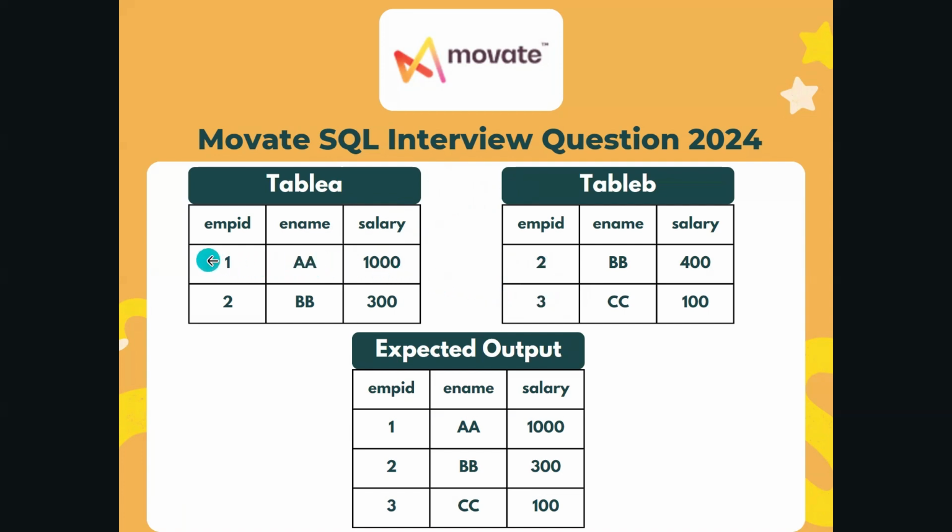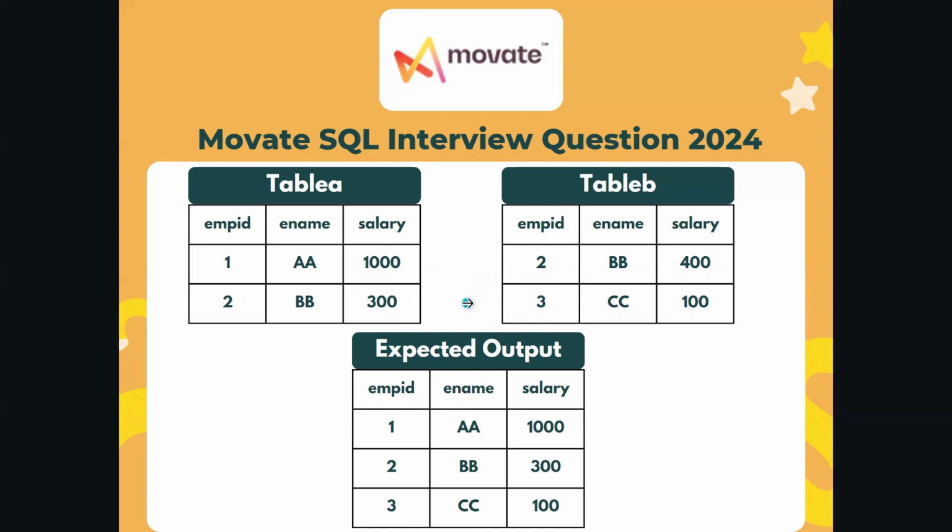We have employee ID 1, which is available one time, so we'll get it in the output. But if you look at employee ID 2, which is available two times, one record in table A, another record in table B. So if an employee ID is available more than one time, we need to take the record with the lowest salary. If you take employee ID 2 with salaries 400 and 300, out of these two records, 300 is the lesser one, so that will get into the output. Similarly, for employee ID 3, only one record is available, so we'll get that record in the output. So that is the expected output.